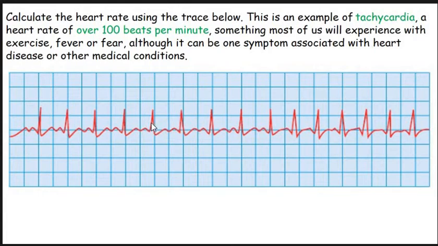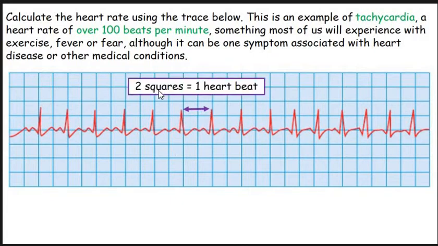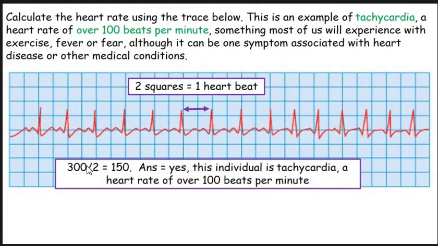But again, they're asking you, what's the heart rate? So again, we're going to pick 2 peaks. So we're picking a peak here and a peak here. We've got 2 squares. So 2 squares is 1 heartbeat. 300 divided by 2 is 150. So they've got a heart rate of 150 beats per minute. So yes, their heart rate is over 100 beats per minute. They do have tachycardia.